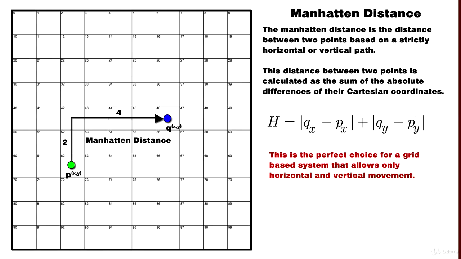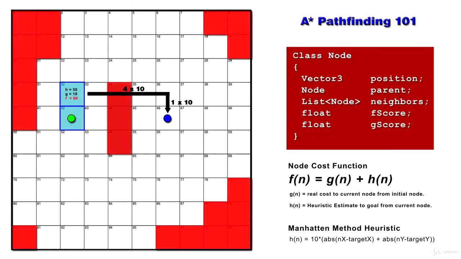This is simply calculated by adding the absolute values of the offsets along the x and y axis. In other words, we simply count the number of squares horizontally and vertically from the neighboring node to the target node and add those two offsets together. On the screen, you can see how we might calculate the F-score for the neighboring node that is just above the starting node using the Manhattan heuristic.